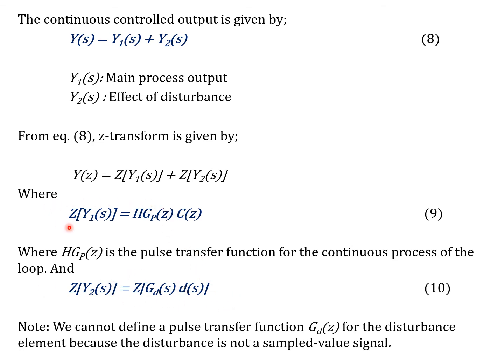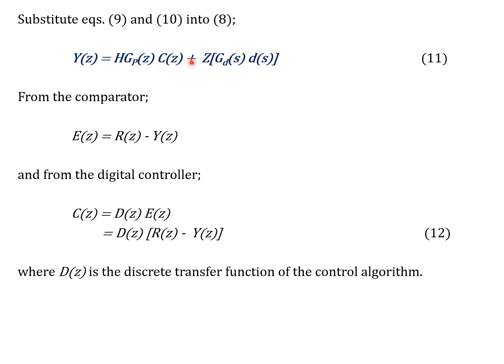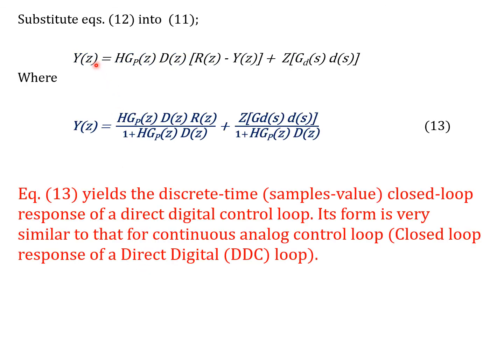For the main process output, this is what we get: HG_P(z) times the controller output, plus the effect from the disturbance side. But E(z) is R(z) minus the sampled output, so we can simplify C(z) equals the controller times E(z) in this form. So we get the controller transfer function here. If you simplify it further, you get the main output as HG_P D(z) times R(z), the set point, minus the sampled output, plus the disturbance term, and so on.